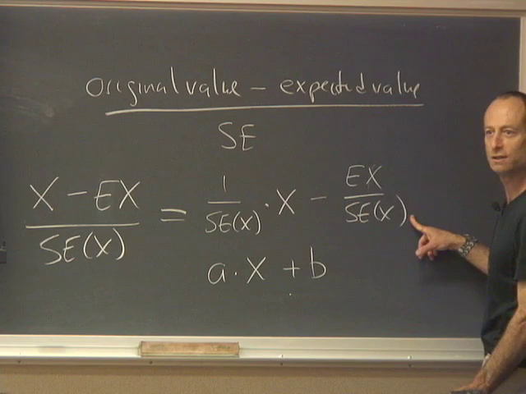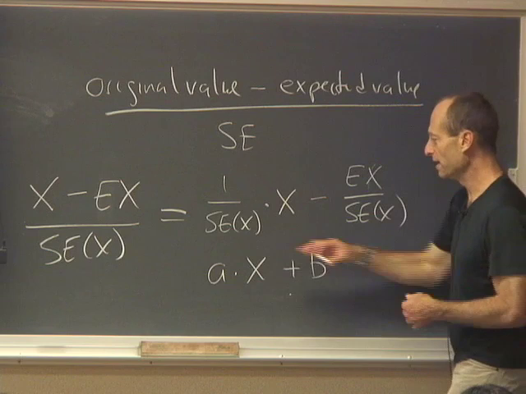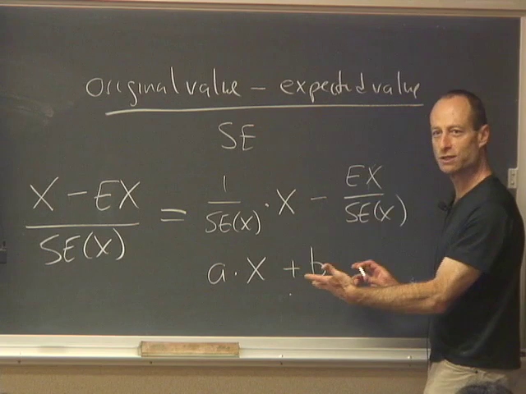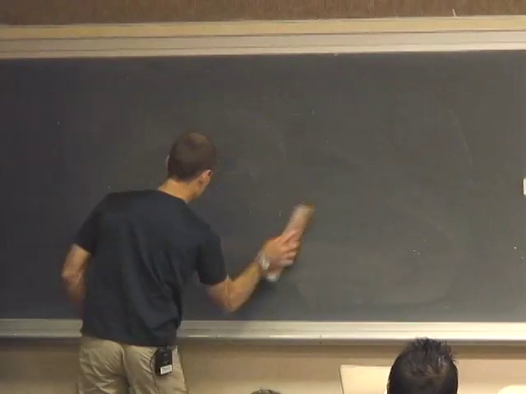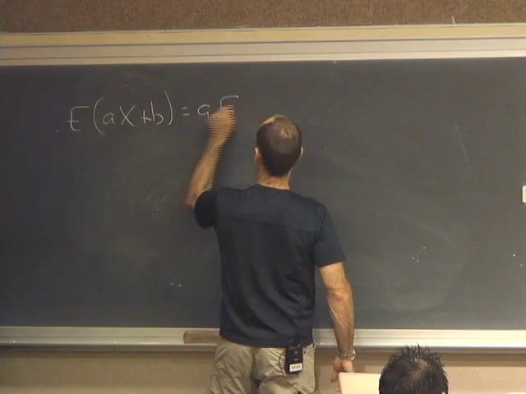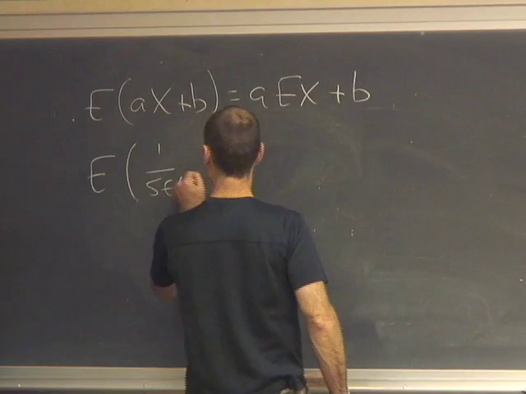Now, what's the expected value of a constant times a random variable plus a constant? Remember, one of the properties of the expected value is that the expected value of an affine transformation of X is that same affine transformation of the expected value of X. So it's always the case that the expected value of aX plus b is equal to a times the expected value of X plus b. Yes? That's true. So in this case, what's the expected value of 1 over SE of X times X minus E of X over SE of X?